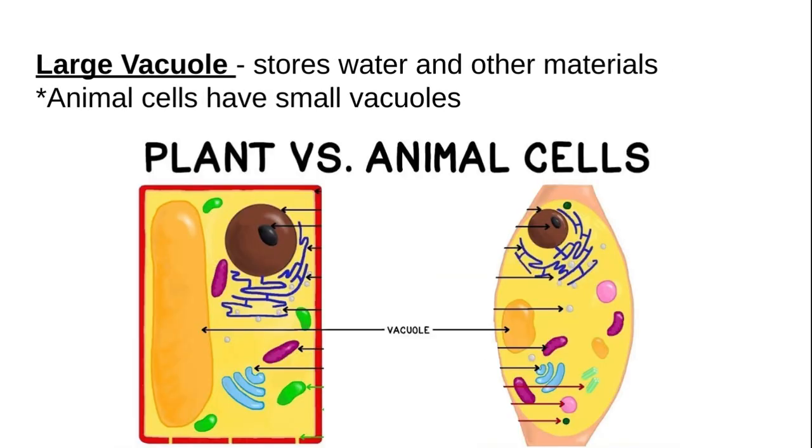The last one we have is a vacuole. And the difference between plant and animal cells is that plant cells have a really big vacuole. Animal cells a lot of times still have a vacuole, but it's a lot smaller. A vacuole can store water and other materials for the cell.